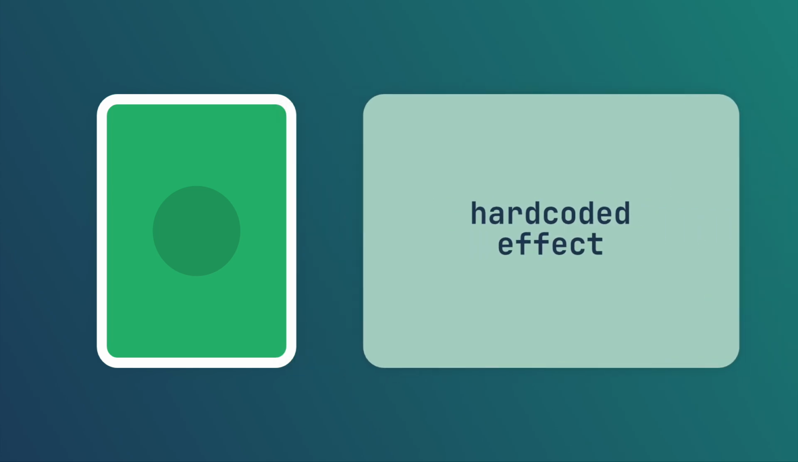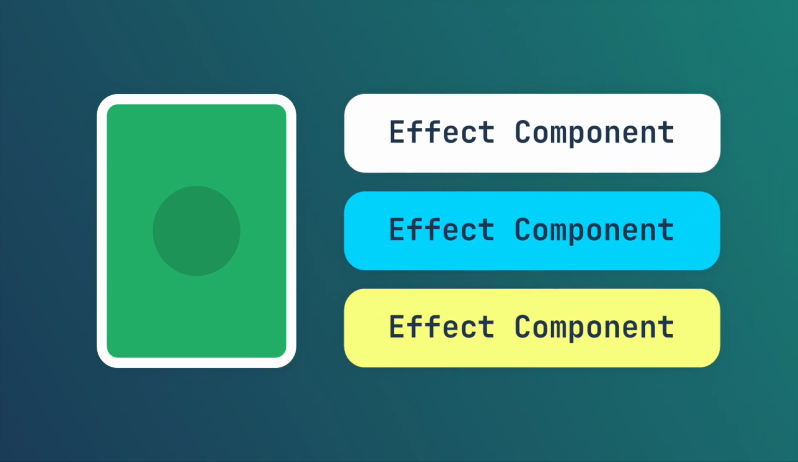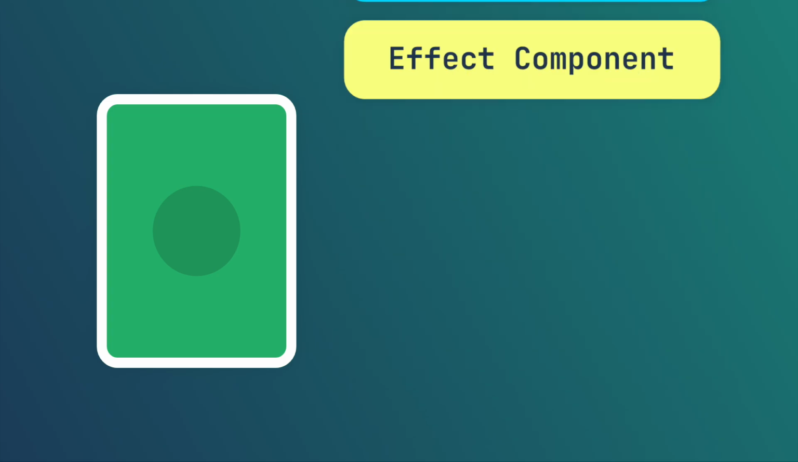So what will be built in this tutorial? Imagine that all your cards are scriptable objects and each card has an effect. Instead of hard coding every effect, we will create modular components like draw card or deal damage. Then we will be able to plug in those effect components into our card effect on the card.